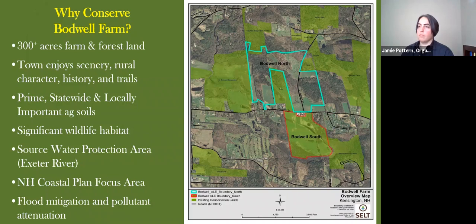The farm also has quite a bit of prime, statewide, and locally important farmland soils. There's significant wildlife habitat on site. There's a source water protection area for the Exeter River that eventually supplies water to the town of Exeter. It's also in the New Hampshire Coastal Plan focus area. And finally, some of the lower lying areas of the property act to mitigate floods and attenuate pollution.